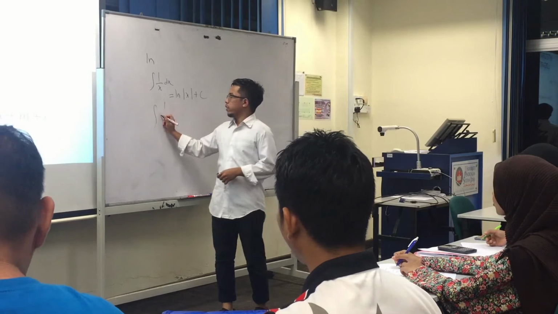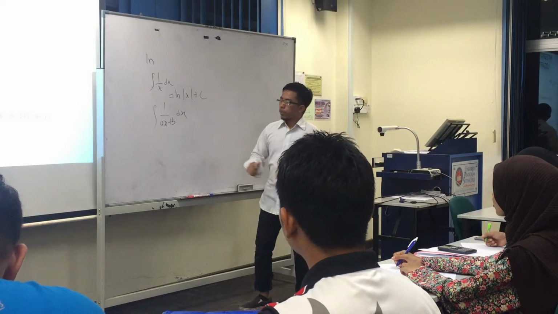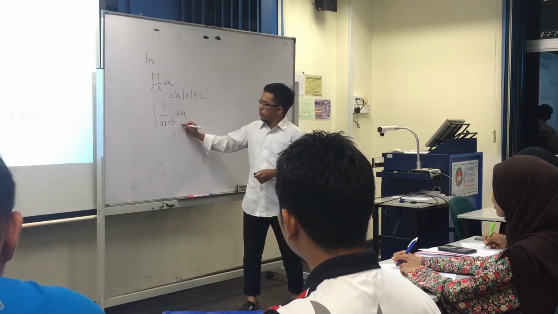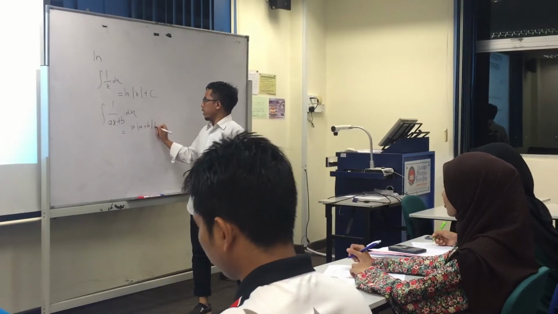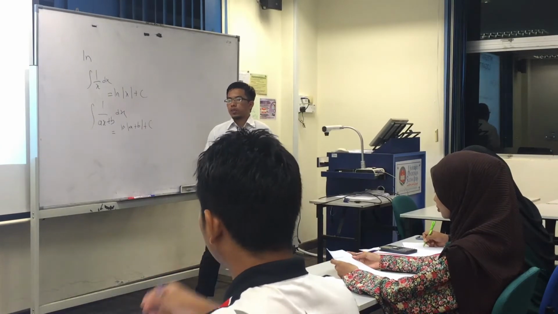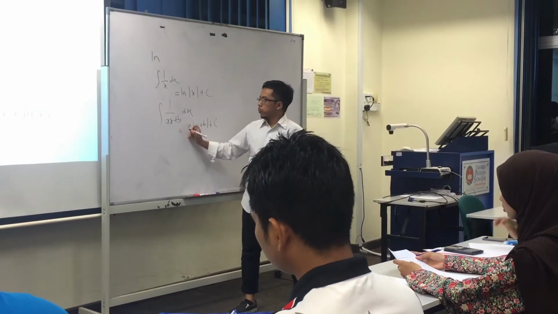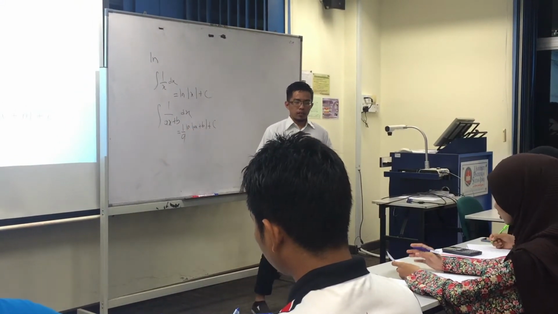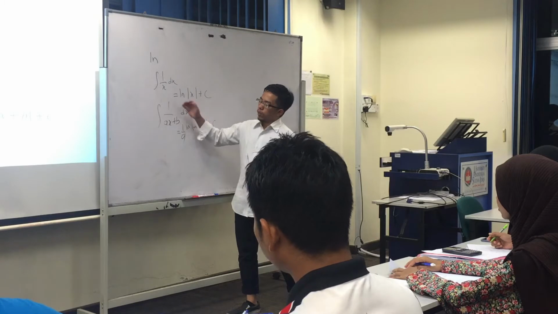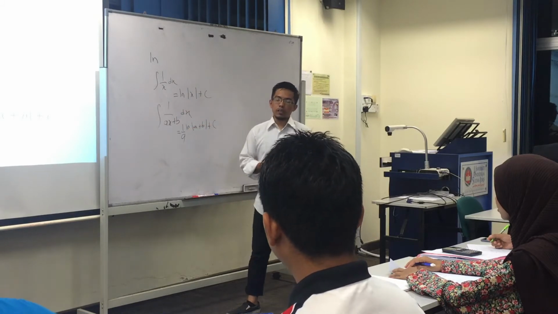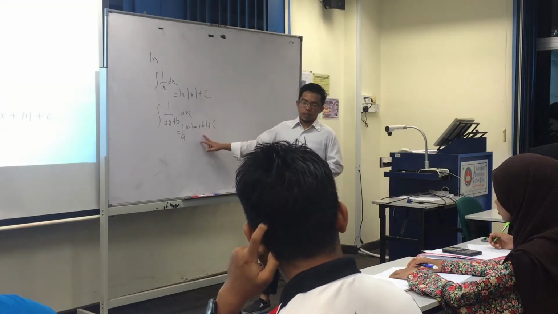For example, the integral of 1 over ax plus b dx, the solution is ln of ax plus b, plus C. Now I have to teach you the main point: when we have a constant in front of the variable, we have to put 1 over the constant. Whenever we find the integral of 1 over ax plus b, a linear function, the solution will be 1 over a times ln of ax plus b plus c.